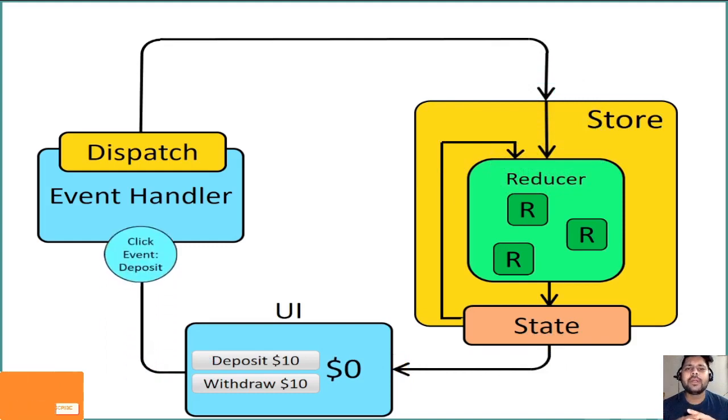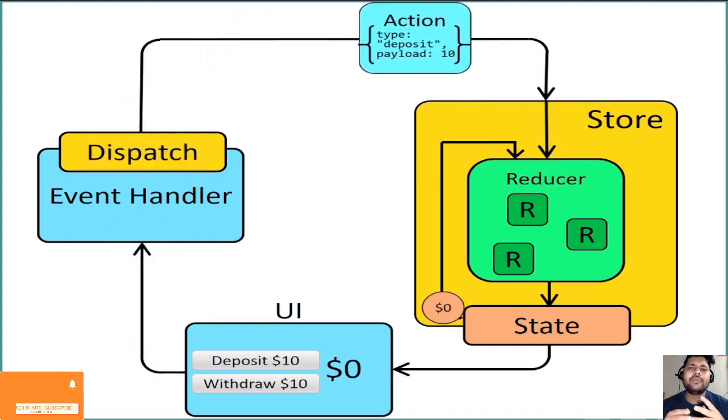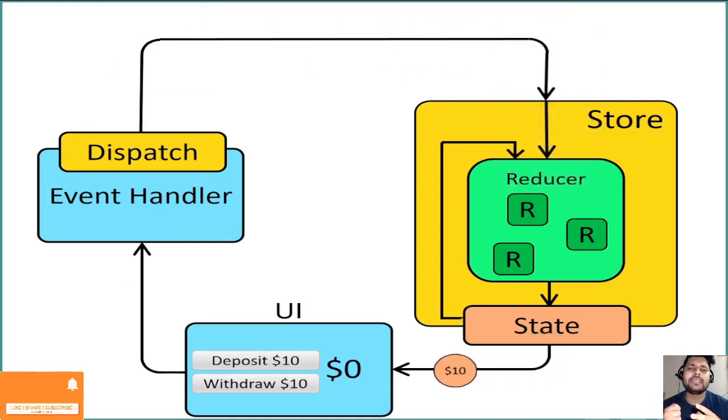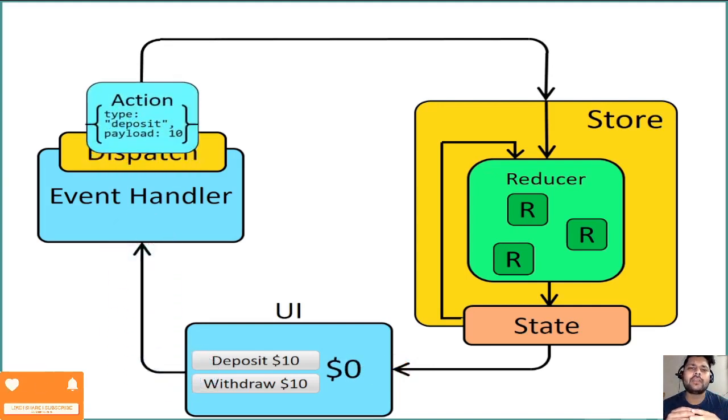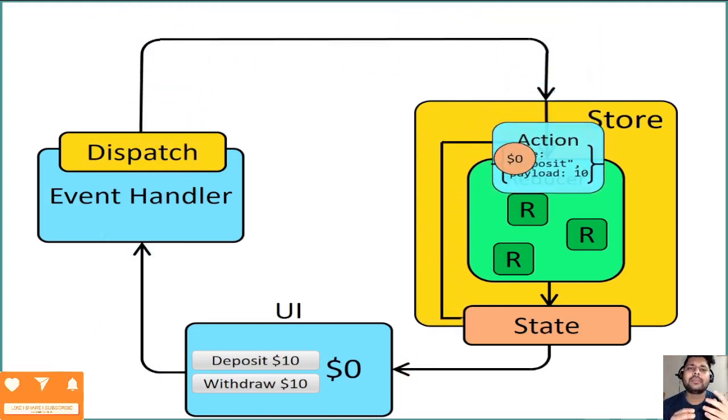So I click on the deposit button. It triggers an event. From that event, I dispatch an action. Remember this word: I dispatch an action. When I dispatch an action, it goes to my store, and the store knows how to update. So the reducer will take care of everything. The reducer takes this action and the extra information also, that is, the payload here.